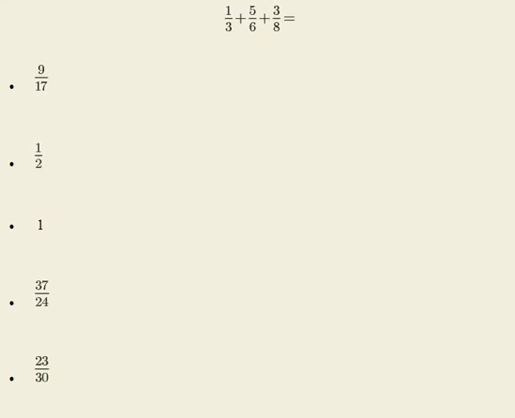Now that we know what our common denominator is, we need to get each one of our fractions in terms of that common denominator. For 1/3, we need to multiply 3 times 8 to get 24. So we multiply the top and bottom by 8. 8 times 1 is 8 over 24.